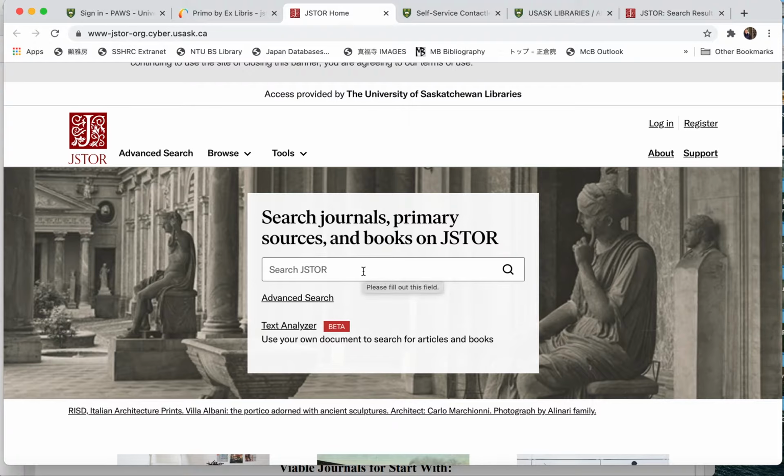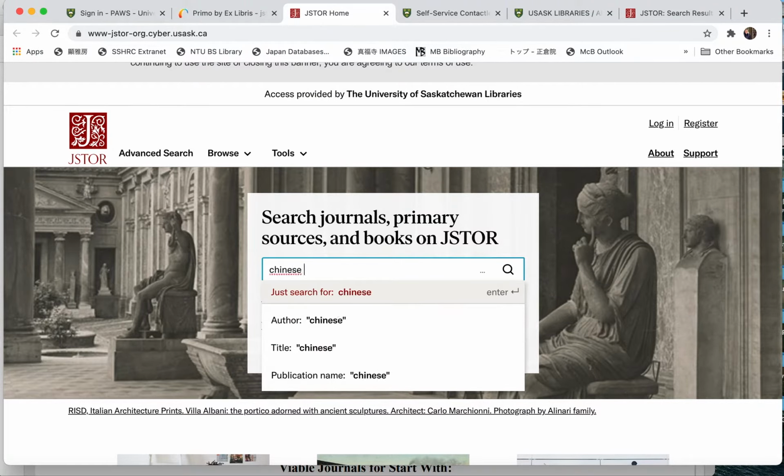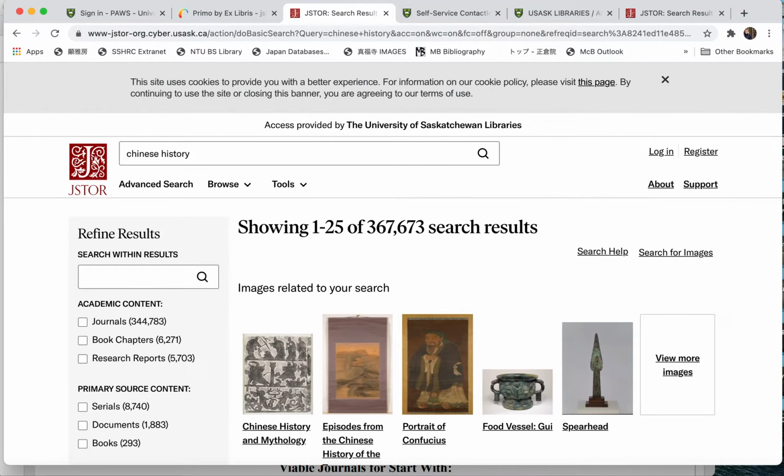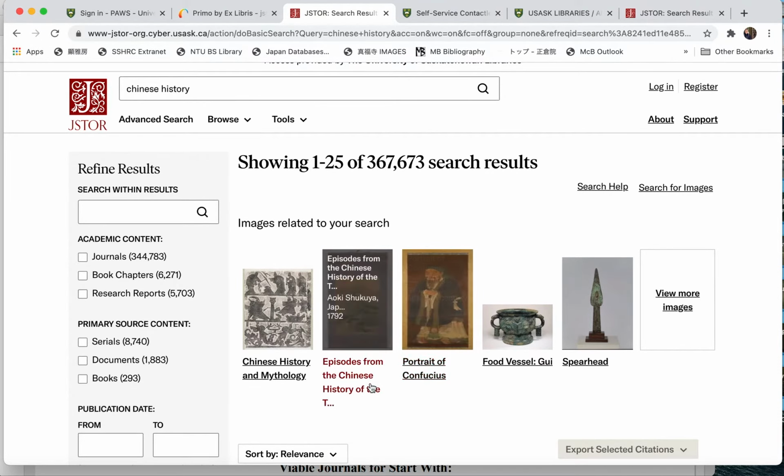What you put in that box will determine how many hits you get and how relevant those hits will be. Let me just give you an example. Chinese history. How many hits will we get? 367,000. That's ridiculous. Obviously, that's not going to help you. You're even going to see a portrait of Confucius, episodes from the Chinese history of the Tang, or something from 1792. This is not going to help. You're going to notice we have 344,000 journals, 6,000 book chapters, and then 5,000 research reports. Not going to help. So that's not a good search term.